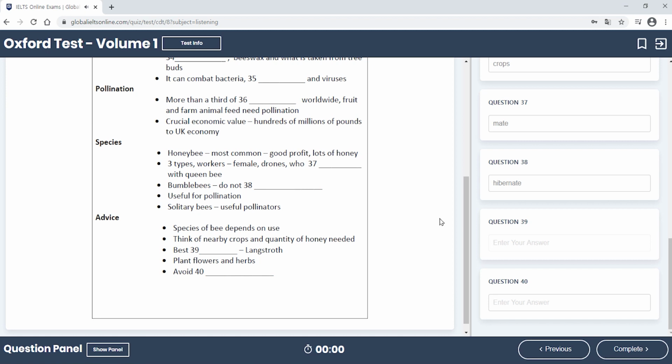What species of bee you decide to choose depends on what you want them for. You also need to consider what crops are nearby and/or how much honey you require. You will also need to decide on the type of hive you want, depending on the species you have chosen. You can find a selection online, and some can be built yourself.